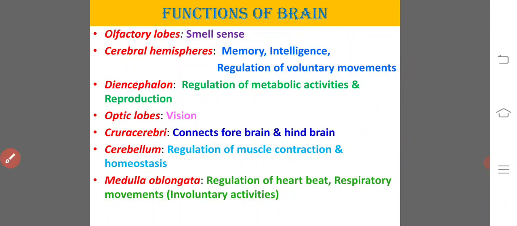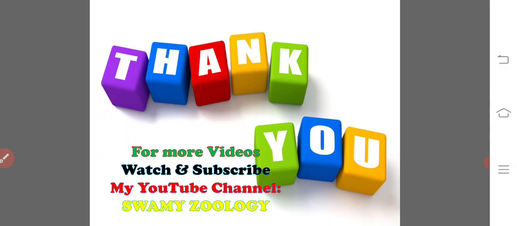So by this we come to know the structure of the brain and its parts, cavities, commissures, and the functions of different parts of the brain of calotes.